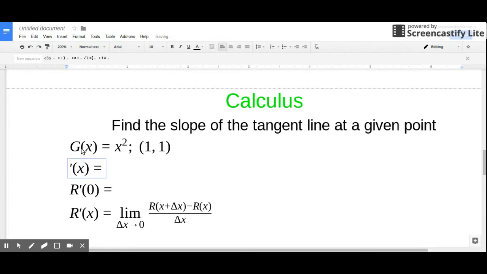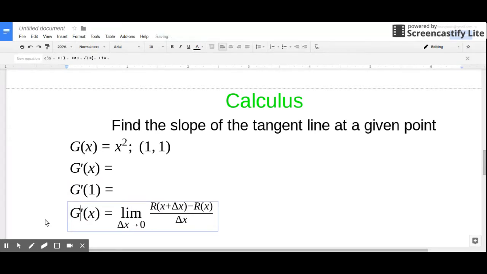And first thing we want to find is g prime of x. So you should be familiar with this now. And then we're going to plug in 1. Right, that's this 1 right here. That's your x coordinate. I'm going to plug that in, and that's going to give us the slope of the tangent line. And so you don't get too confused here, we'll go ahead and change these up.